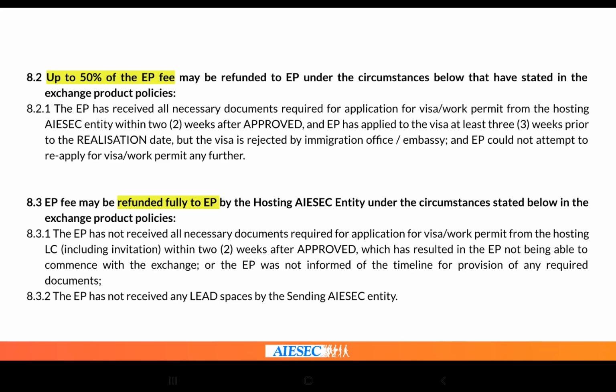Okay. So the EP fee may be refunded fully when this issue happens, where in short we do not deliver any service to them, then they can get fully refunded. Okay, first is if EP has not received all necessary documents for visa. So that's why it's important to know when your IGV sends out the invitation letter. Okay, so means if they didn't receive it within 2 weeks after approval, so they cannot go for exchange, then we need to refund them fully. Okay, and if we didn't do any lead space, we also need to refund them. So make sure you do lead space or else we need to refund.